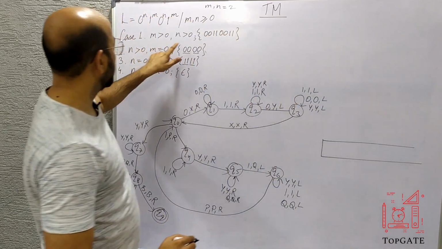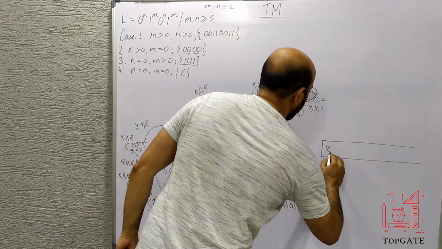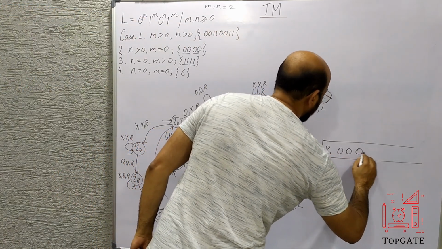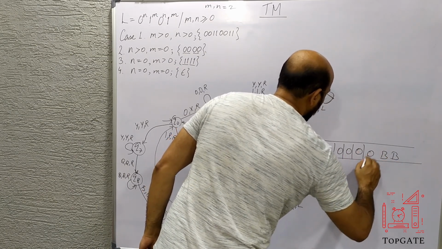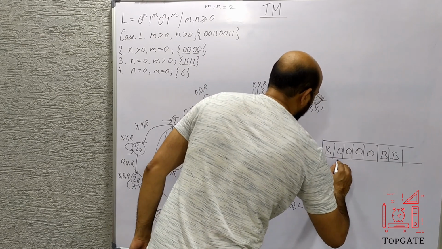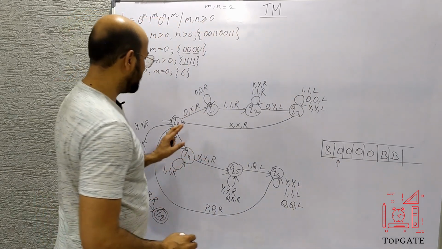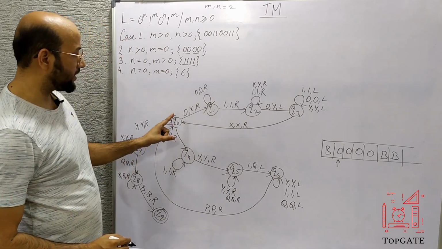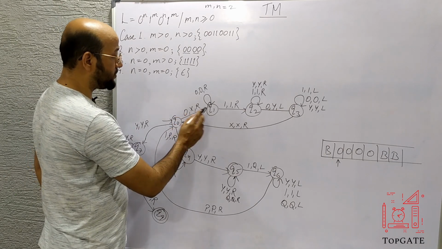Now case 2, the input is 0 0 0 0. So blank 0 0 0 0 and then blanks. And the read write head here is currently on the first 0. The machine is at Q0. Machine knows that if you find 0, you should go this way. The machine will go this way and the 0 will be changed to X.